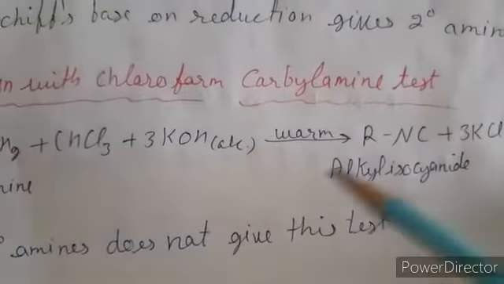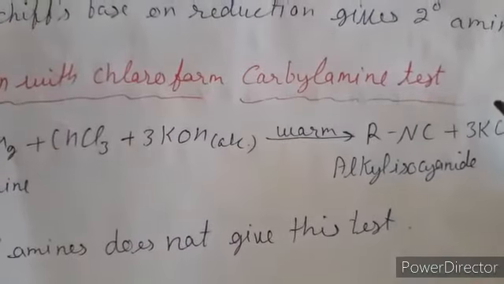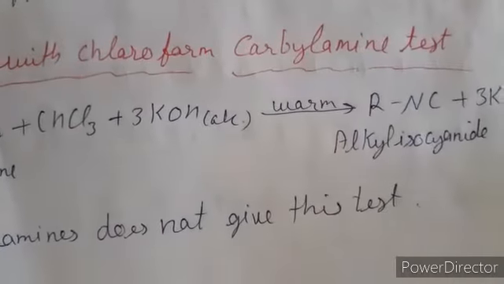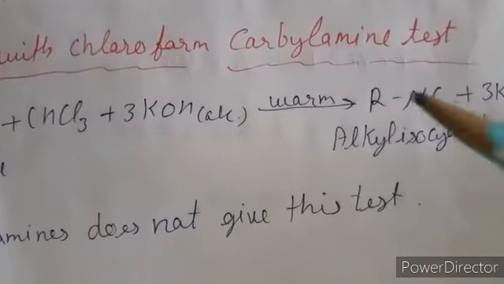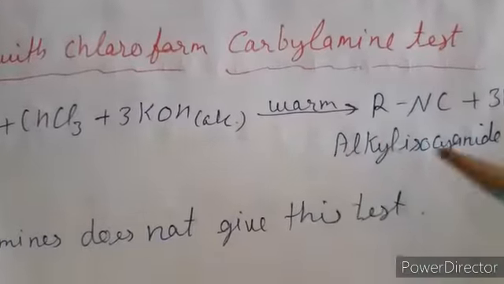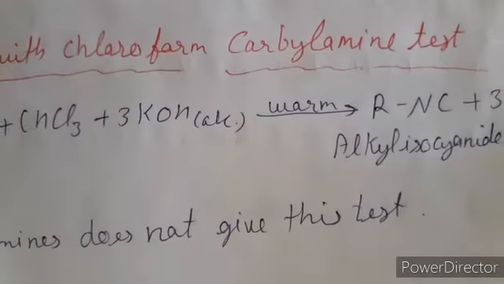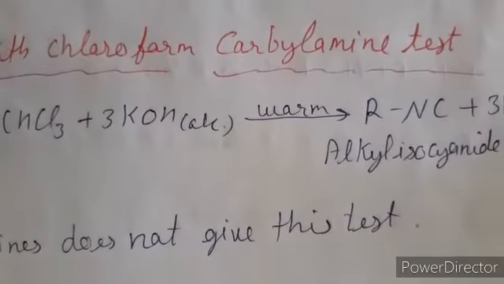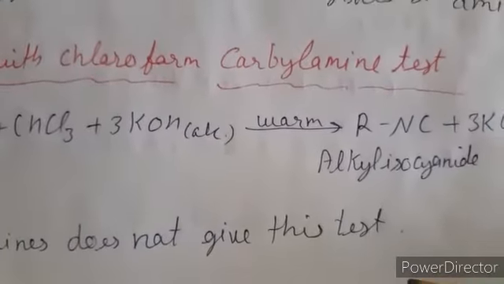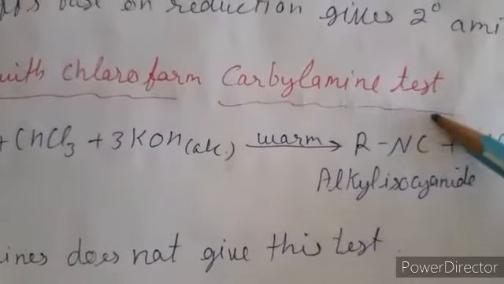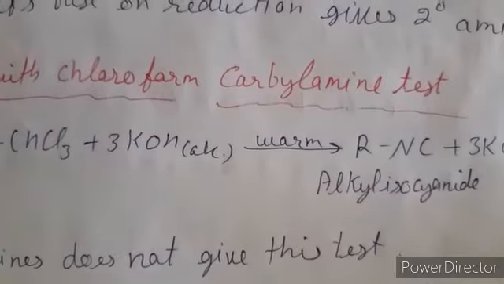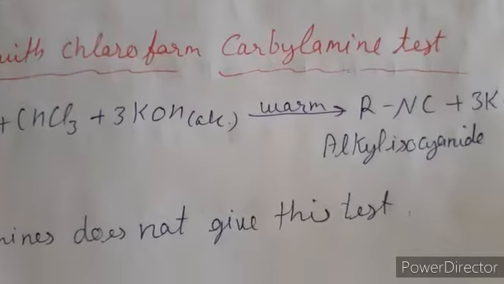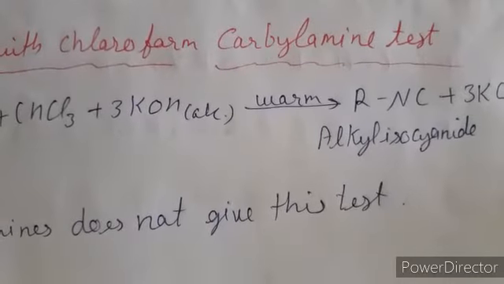Next reaction is the reaction with chloroform, the carbylamine test or isocyanide test. Aliphatic and aromatic primary amines, when heated or warmed with chloroform and an alcoholic solution of KOH, produce alkyl isocyanide. This test is only for primary amines, so it distinguishes between primary, secondary and tertiary amines, because secondary and tertiary amines do not give this test. So it's an important reaction, the carbylamine test or isocyanide test. How can you obtain alkyl isocyanide from an amine, and from which amine? That is a primary amine, when we react it with chloroform. Clear?